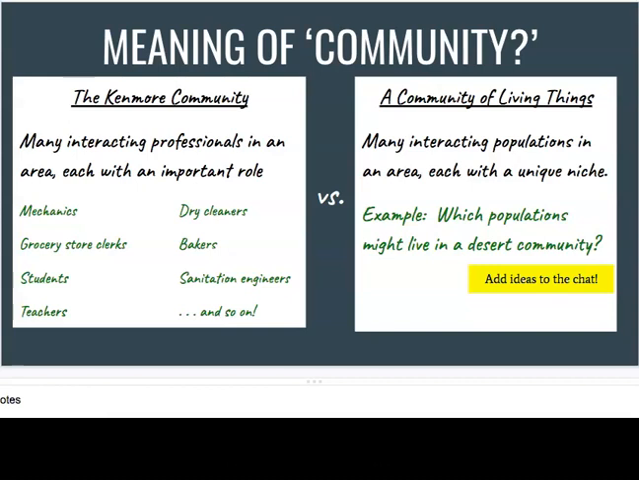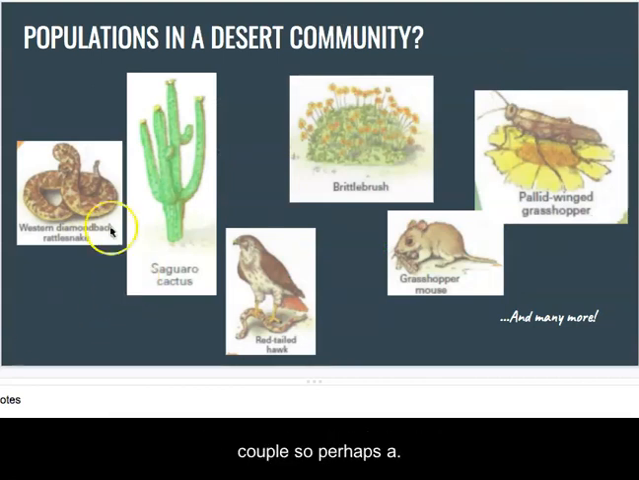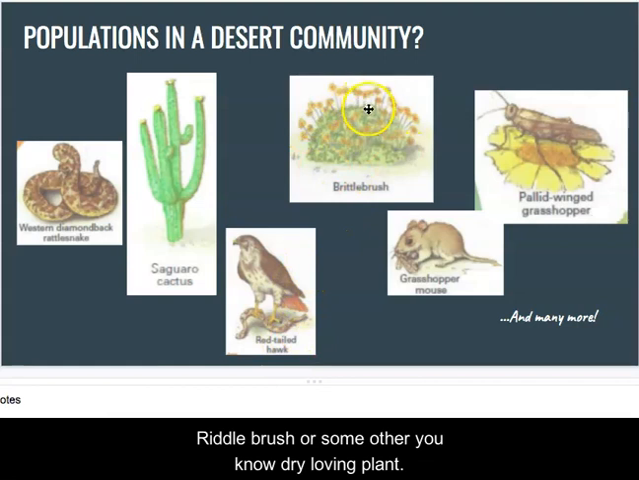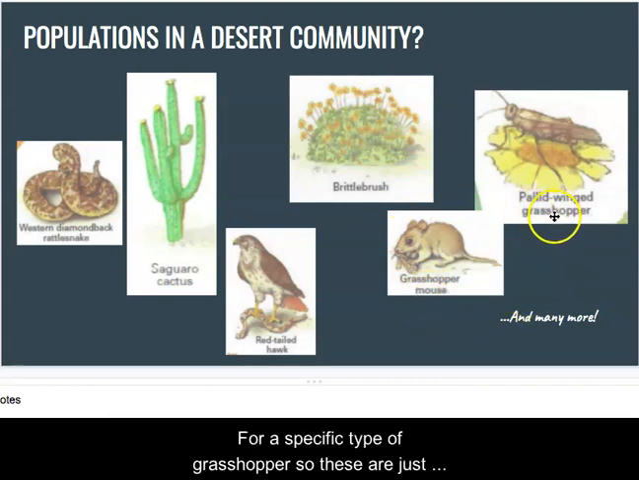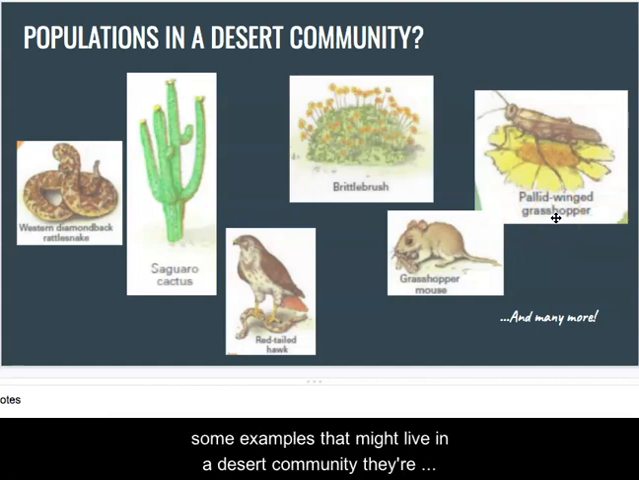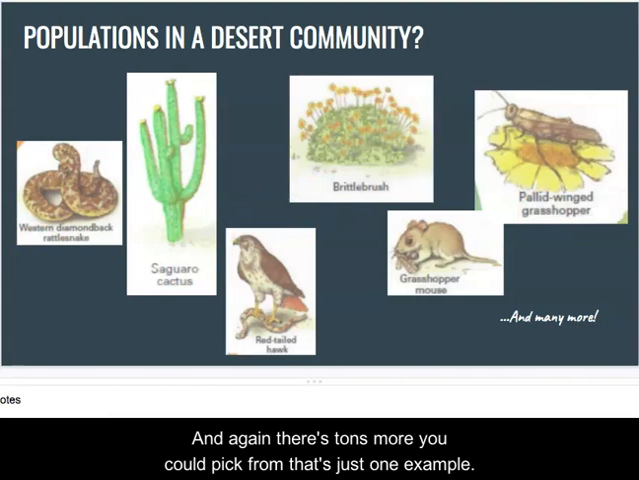Once you have something in mind, here are a couple of examples, and there's so many to choose from. Here's just a couple. So perhaps a rattlesnake or a cactus, in this case a hawk, brittlebrush, or some other dry loving plant, grasshopper mouse, or a specific type of grasshopper. So these are just some examples that might live in a desert community. They're all populations or would have populations in this area, and they all serve a purpose or a role. They have a defined niche in the group. And again, there's tons more you could pick from. That's just one example.